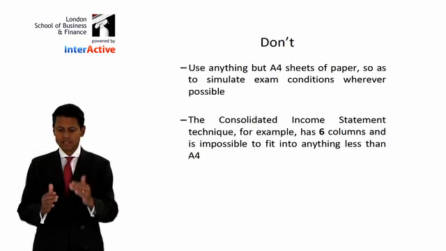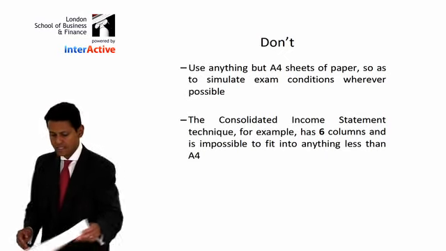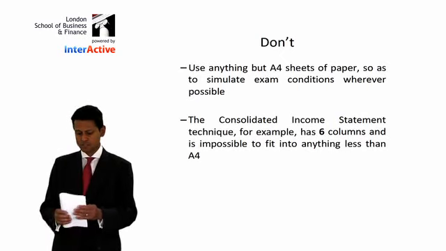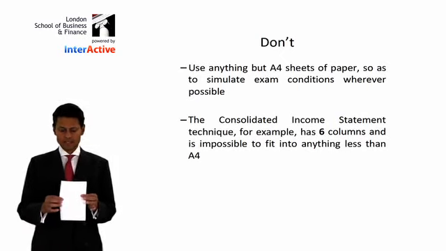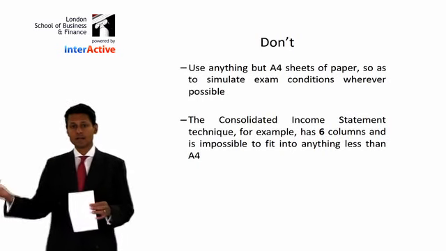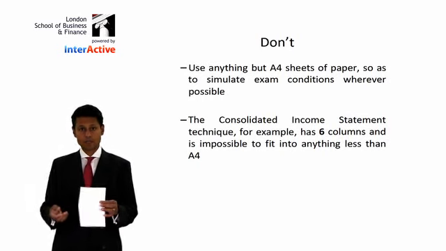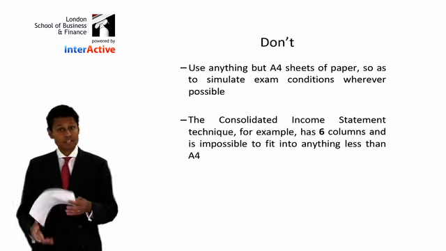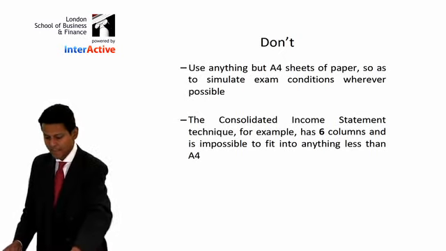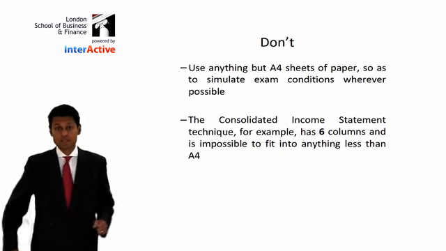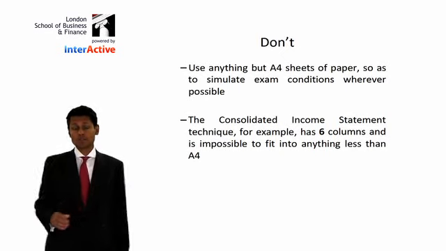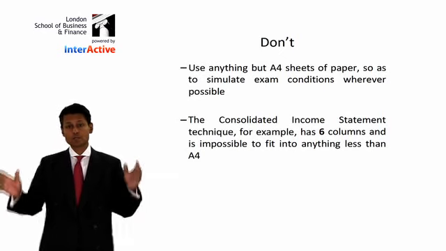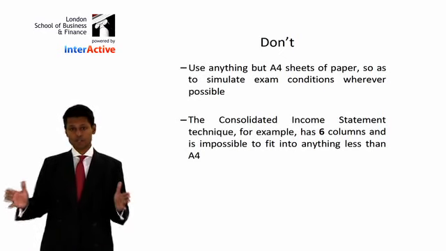Because if you use a tiny little sheet of paper, what shall I say? That's an A4 size. If many students use that sort of size, either a little exercise book or last year's diary with a few pages left. Some people even use a smaller sheet. And let me tell you that certain topics, let's say consolidated income statements, they have 6 columns of words and figures. How do you fit that in to anything other than an A4 sheet?